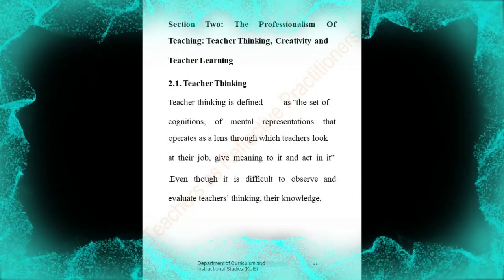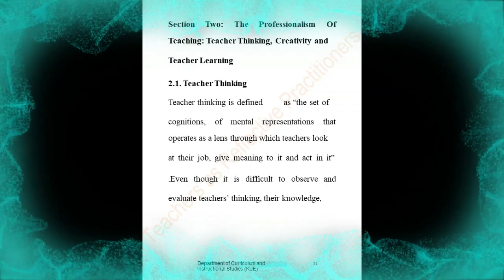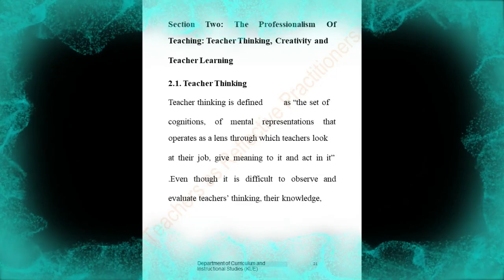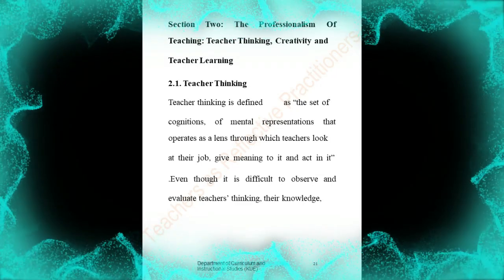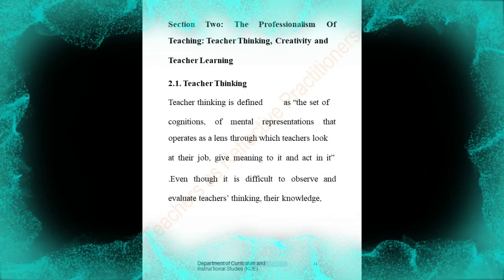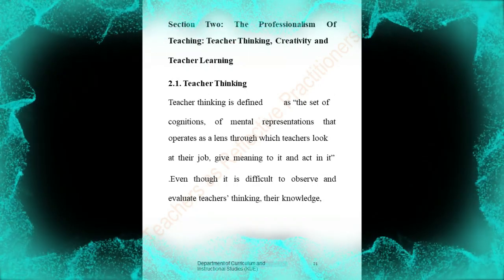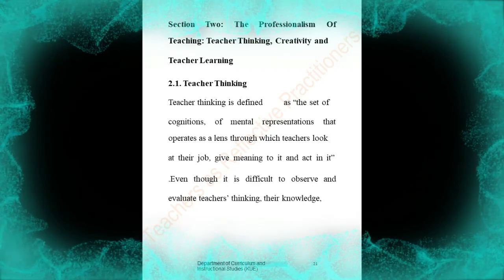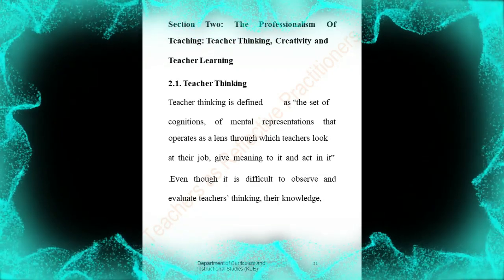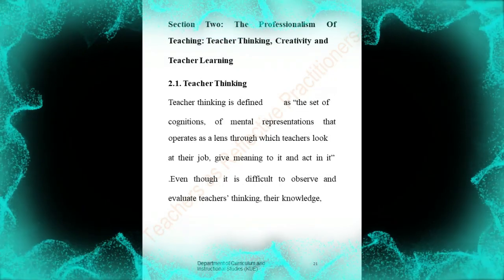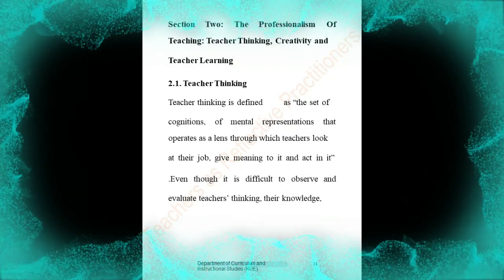The professionalism of teaching, teacher thinking, creativity and teacher learning. 2.1 Teacher thinking. Teacher thinking is defined as the set of cognitions, of mental representations, that operates as a lens through which teachers look at their job, give meaning to it and act in it, even though it is difficult to observe and evaluate teachers' thinking.